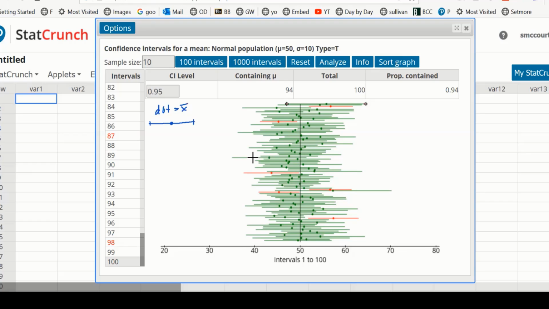I can just click on one or run over it. So this one, here's one with a mean in the sample of 43.252. Its lower limit is 35.06 and its upper limit is 51.443. And that's just one of them. And there's 100 of them drawn there.